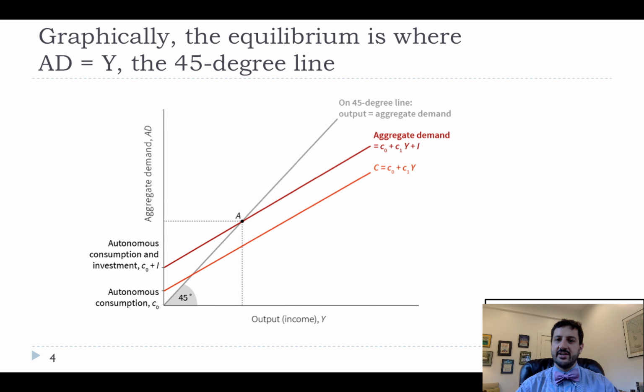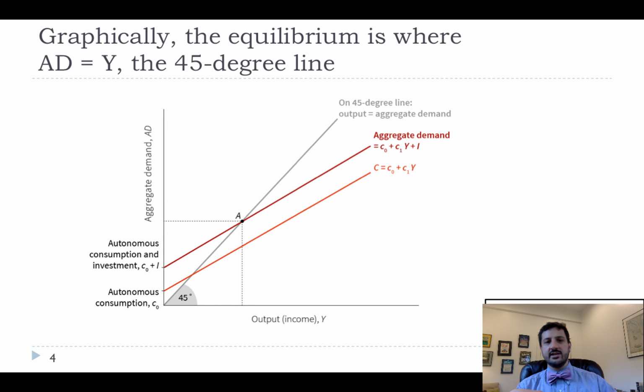So if we graph this, then we can see that autonomous consumption is the intercept of our consumption function, and then the slope of the consumption function is the marginal propensity to consume. And similarly, once we add investment spending, because it doesn't depend on current income, it just shifts up the consumption function into aggregate demand. And so now the intercept is C0 plus I, and the slope is still C1, the marginal propensity to consume. Now what's equilibrium?